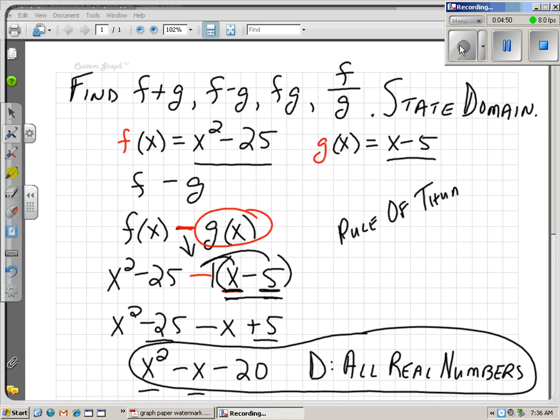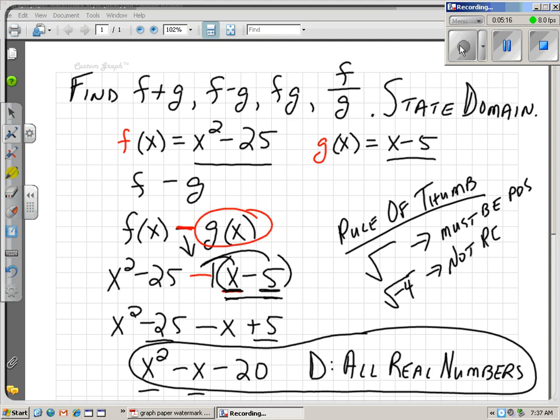Okay, a good rule of thumb is look for square roots. If you have a square root, you've got to be careful because square roots must be positive. There are some numbers we can't put in a square root. For example, we can't do the square root of -4. That's not real. So -4 or negative numbers would not be in our domain. We can take the square root of 0 because the square root of 0 is 0 and that is a real number. So look for square roots.